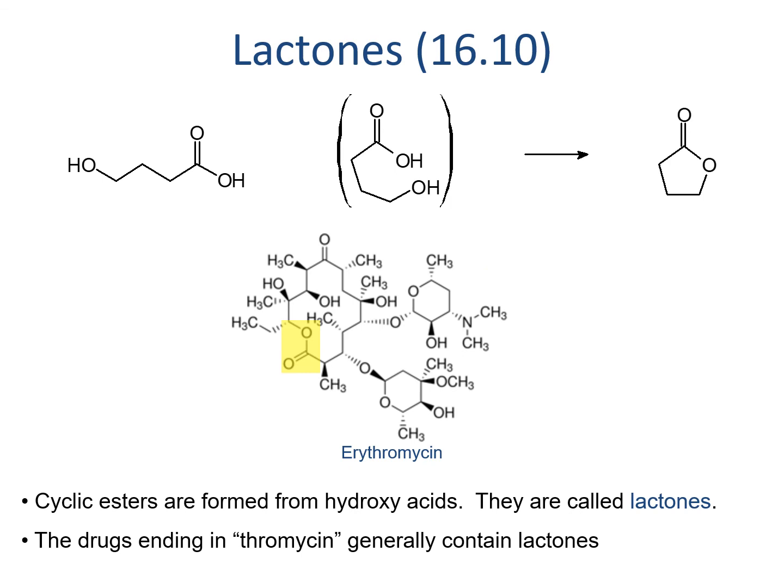Esters form from separate components frequently in biology. Small esters are often recognizable by their fruity odors, which, big surprise, are often found in fruit. Larger carboxylic acids, called fatty acids, esterify for both energy storage lipids and for membrane lipids. Some esters are also formed from an alcohol and an acid that are on the same molecule, a hydroxy acid. These cyclic esters are called lactones. The thromycin antibiotic drugs, all the ones that end in thromycin, are all some sort of lactone. You can see the ester in the lactone erythromycin highlighted in yellow on the structure shown.